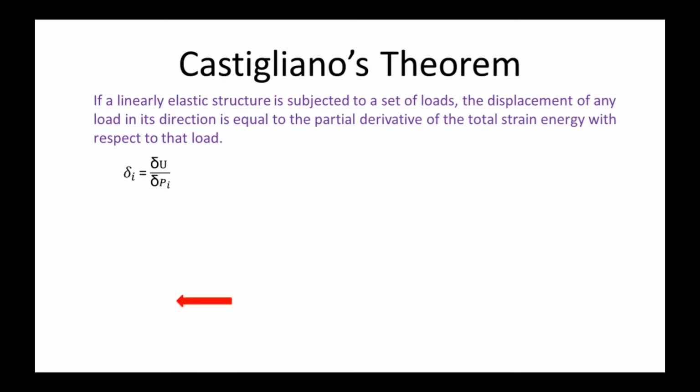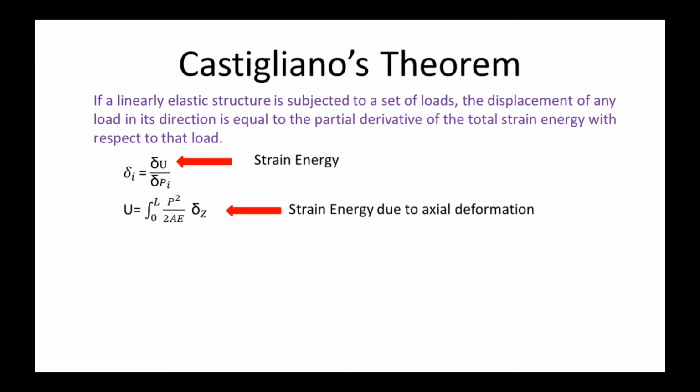What is here U? U is the strain energy. Now what is the formula of the U? U is equal to integration P square by twice AE into delta Z. Now here this is the strain energy due to the axial deformation. Now put this U into our first equation. So delta i is equal to del by del Pi integration P square by twice AE into del Z.